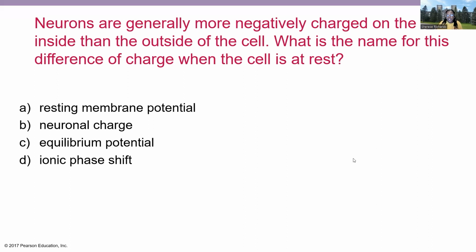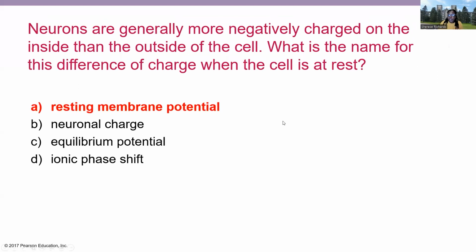Okay, neurons are generally more negatively charged on the inside than the outside of the cell. What is the name for this difference of charge when the cell is at rest? Okay, perfect. Everyone got this correct, and I was hoping that no one got this wrong. So this is the resting membrane potential. It's pretty much a basic definition of the resting membrane potential.